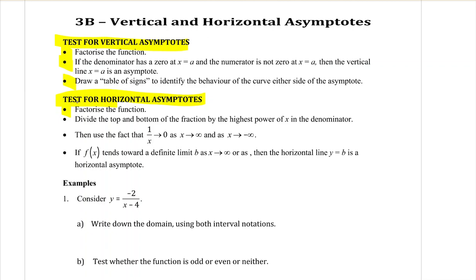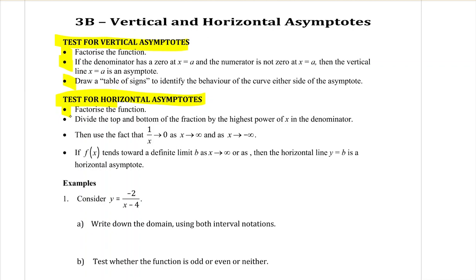Then to test for horizontal asymptotes, again, the function should be factorized, but we'll already have done that. But we want to divide the top and the bottom of your fraction by the highest power of x that is on your denominator. And that helps us work out what is happening as our graph is going out for very big values of x or very small. So the plus infinity or minus infinity, what's happening out for our very big values.